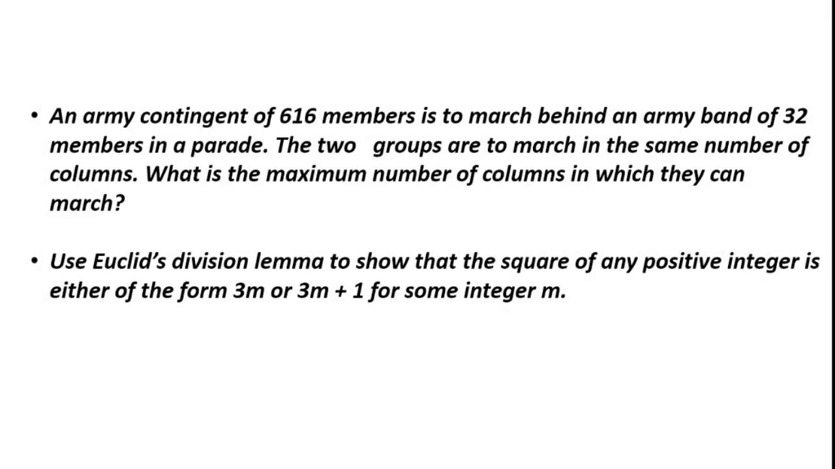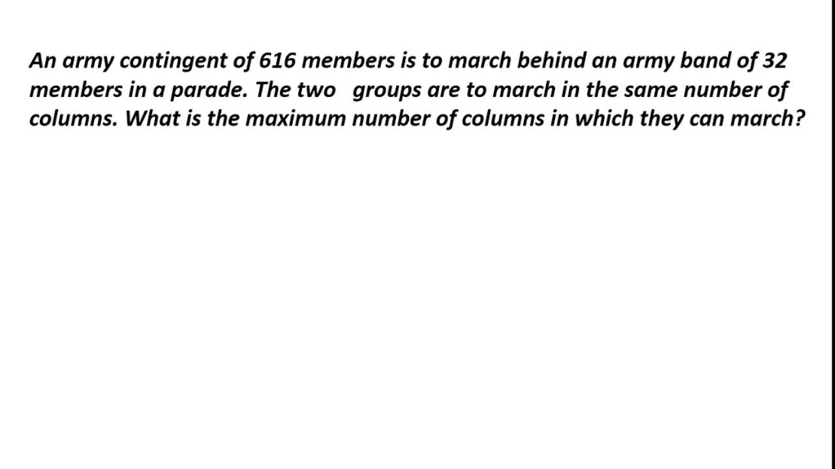Hi, today I'm going to explain these two questions. The first question is: an army contingent of 616 members is to march behind an army band of 32 members in a parade. The two groups are to march in the same number of columns. What is the maximum number of columns in which they can march?